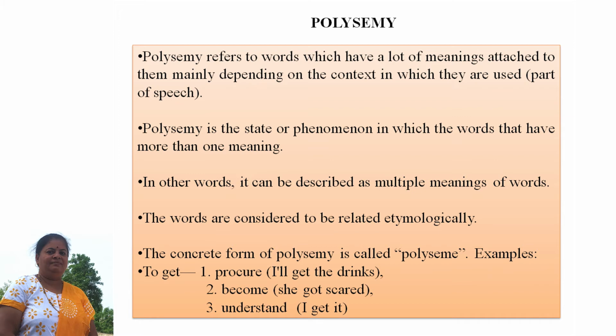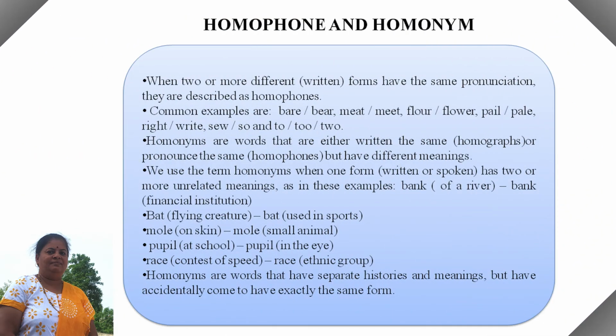For example, the verb "to get" has multiple meanings. It can be used as procure in "I will get the drinks." It can be used as become in "She got scared." It can be used as understand in "I get it." Homophone and homonym.